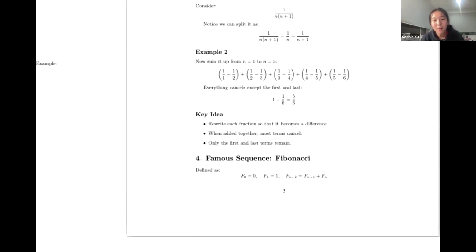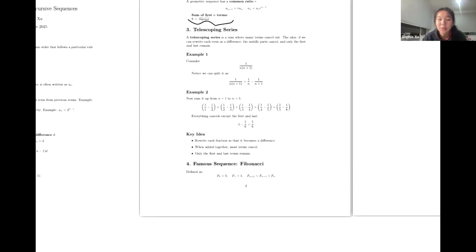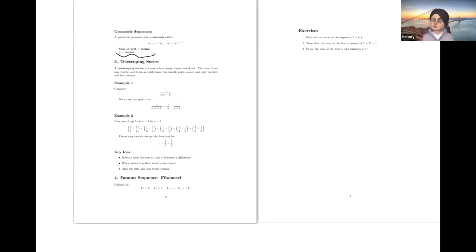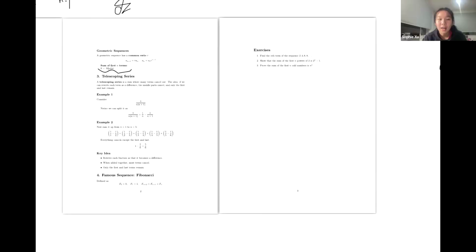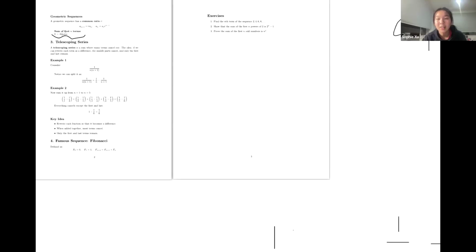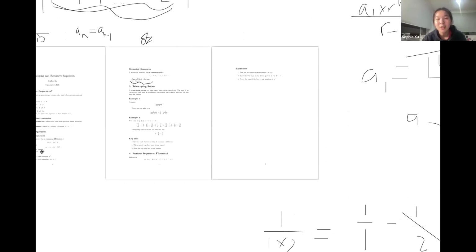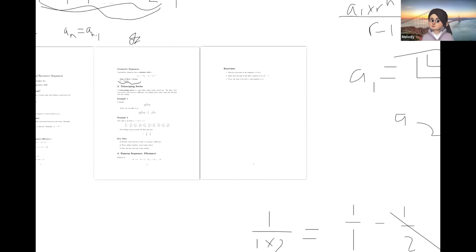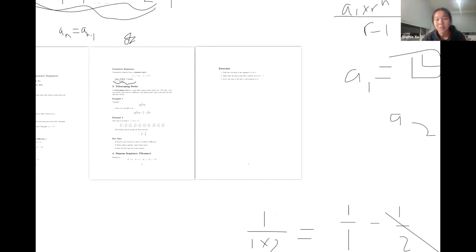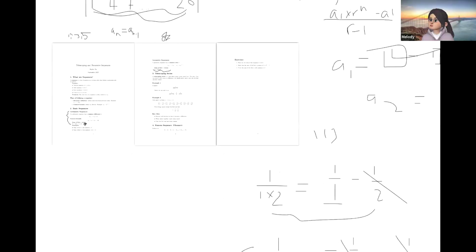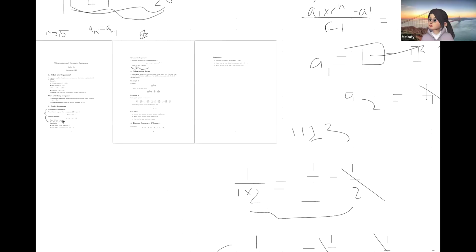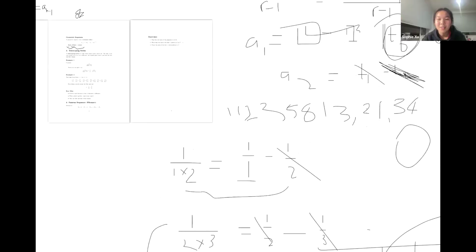Okay, so have you heard about the Fibonacci sequence before in school? Like 1, 1, 2, 3, and then keep going. 5, 8, 13, 21, 34. Yeah. So, what's the pattern of this?